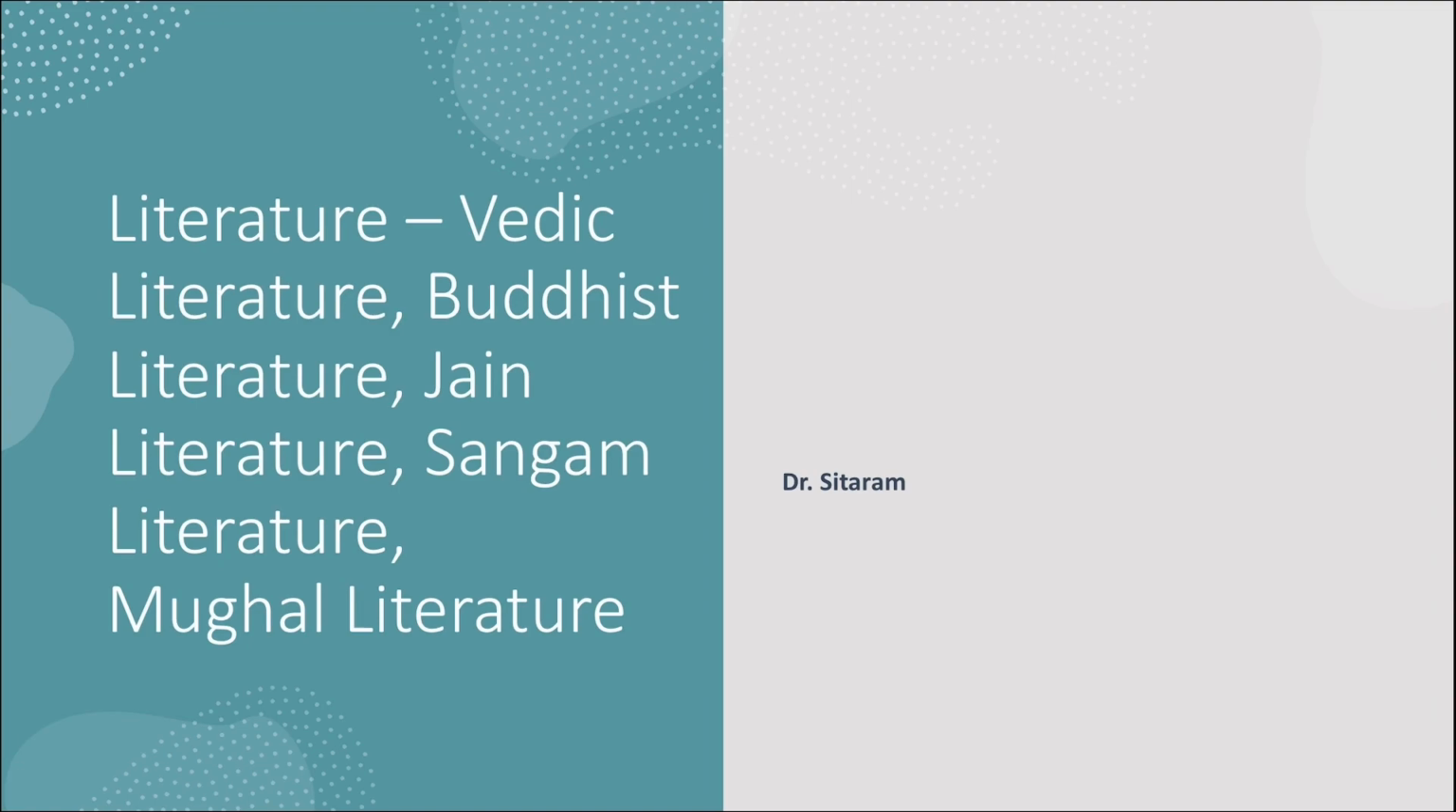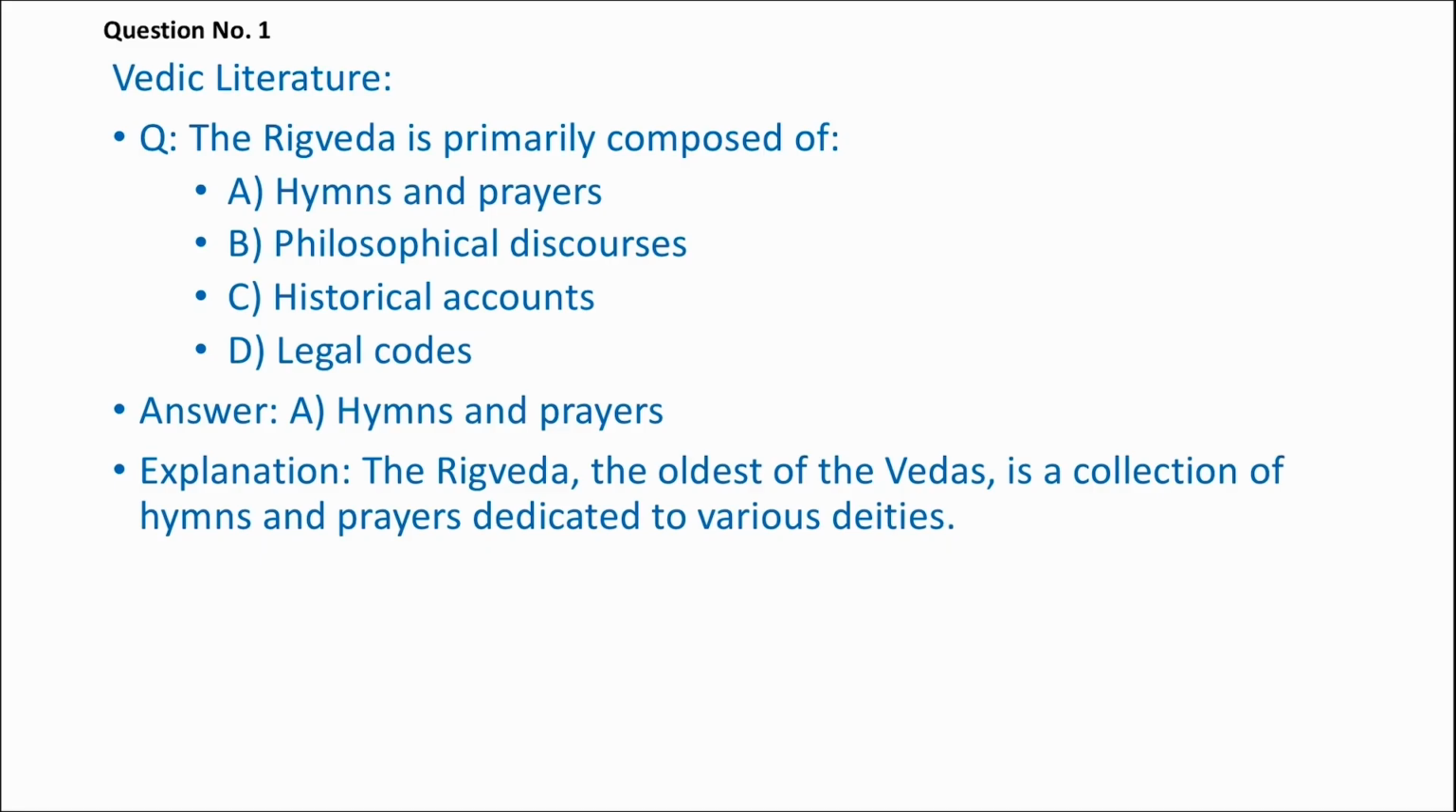So guys, let's get into the topic and discuss the important MCQs that we have selected today. So let's begin. So as I said, the MCQs are based on Vedic literature, Buddhist literature, Jain literature, Sangam literature, and Mughal literature. So guys, let's start discussing. The first question is on Vedic literature.